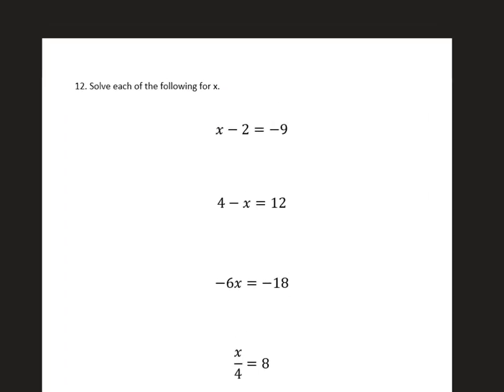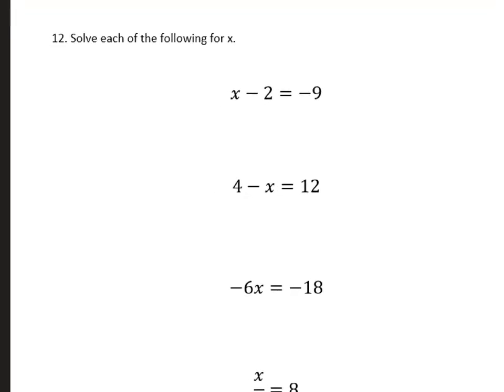Problem 12 has us solving the following equations. Our first 3 are one-step equations here, so we don't necessarily need our orange checklist. So what I like to do is circle my variables so I know I need to get that by itself, so I need to move everything else. I draw my fence, and then I start doing the inverse operation. So if I have x minus 2, to get rid of that minus 2, I need to add 2. And what I do to one side of the equal sign, I do to the other. So then I'm left with x equals negative 7.